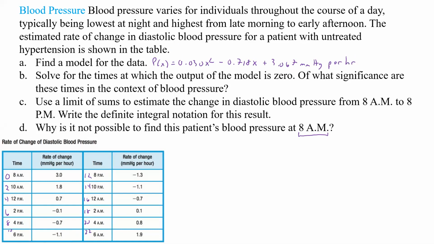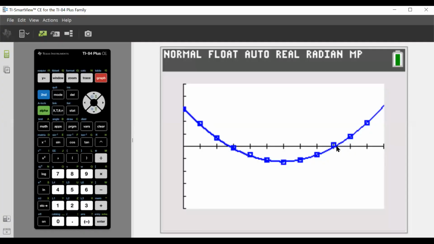Now we're supposed to solve for the times at which the output of the model is 0. Okay, well, this is the rate of change. We didn't say that, but it's the rate of change in the blood pressure, from 8 a.m. to, we said, 8 p.m. All right, so that's what we called it. All right, now let's go find those zeros now. So we need to find that 0, and we need to find that 0.